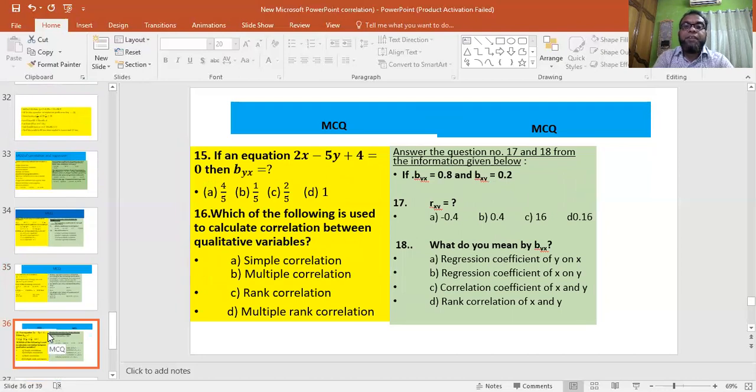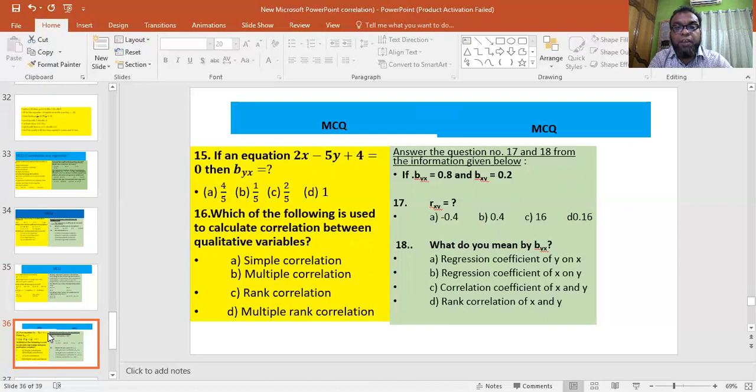Number 15. If an equation is twice x minus 5y plus 4 equals 0, then byx equals what? Here we have to find out 5y. 5y equals twice x plus 4. Then y equals 4 divided by 5 on both sides, so y equals 4 by 5 plus 2 by 5 x. So byx equals 2 by 5. Number 15, answer C, 2 by 5.